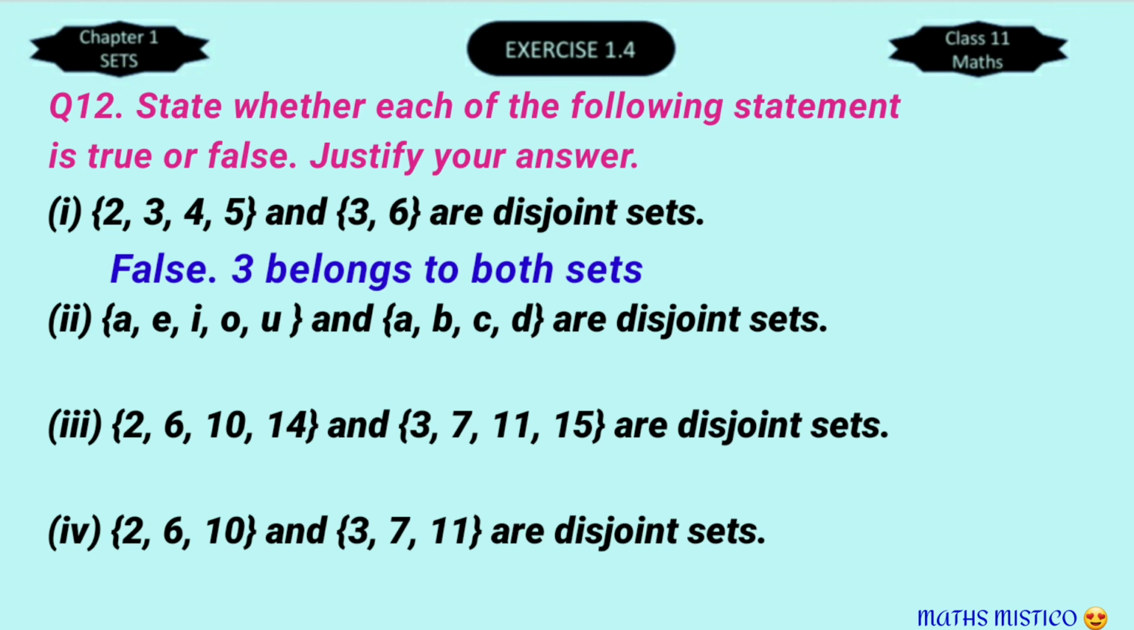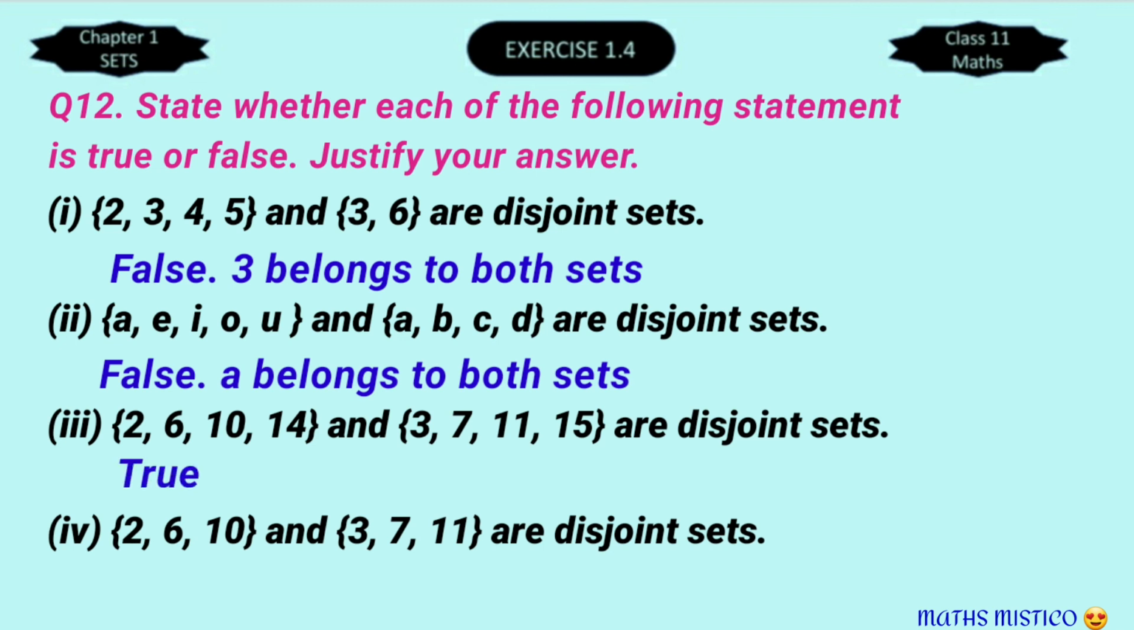Similarly, the second one is also false because the intersection of these sets contains the element A. In the third part, we don't have any common elements in both the sets, so it is a true statement. The fourth part is also true as the intersection of these two sets is phi.